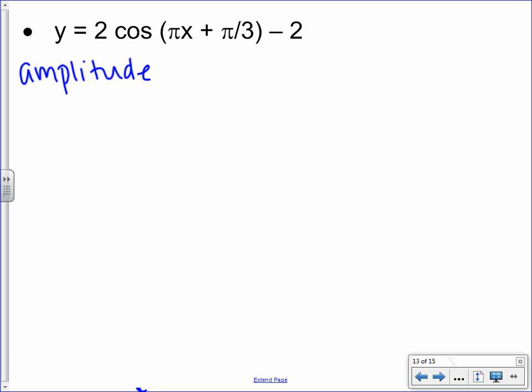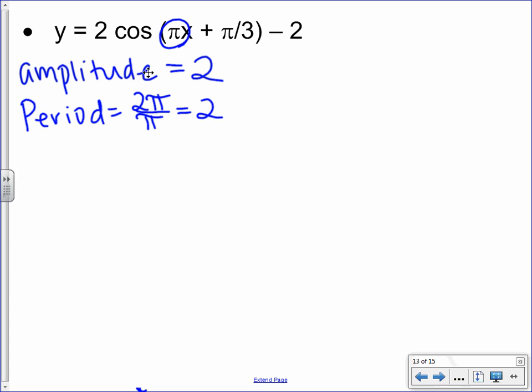First of all, we need our amplitude. Since a is 2, our amplitude is 2. The period is 2 pi divided by b. B is pi, so our period is 2. It is okay if our period is a radian measure without the letter pi or the number pi attached to it. This will happen every once in a while.